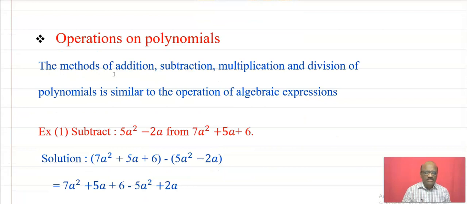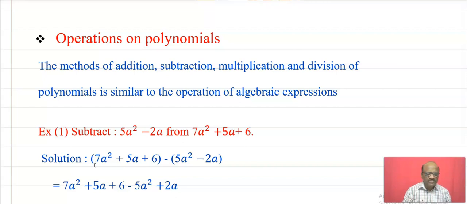Now let's learn operations on polynomials. The methods of addition, subtraction, multiplication and the division of polynomials is similar to the operations of algebraic expressions. Now first example, these are the illustrative examples from the textbook. Subtract 5a square minus 2a from 7a square plus 5a plus 6.